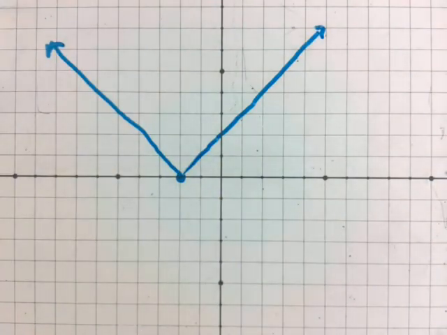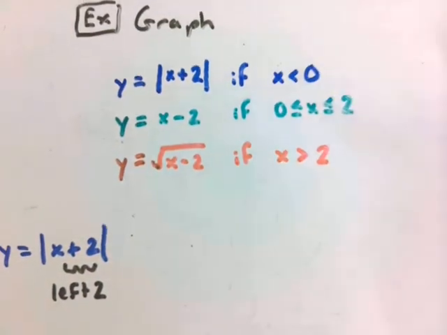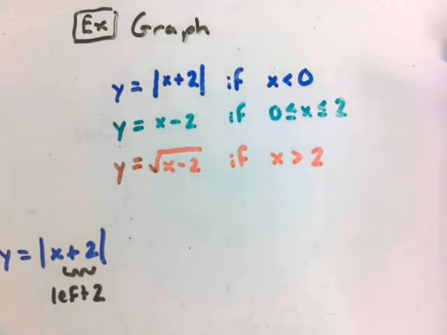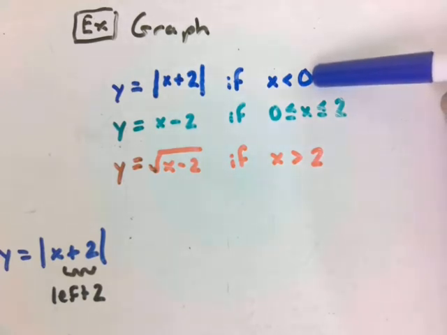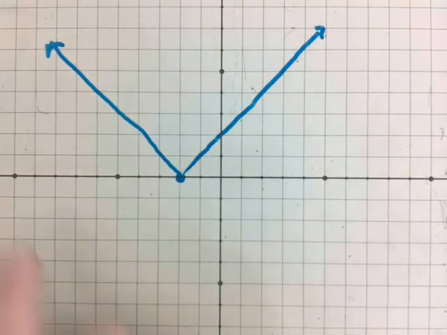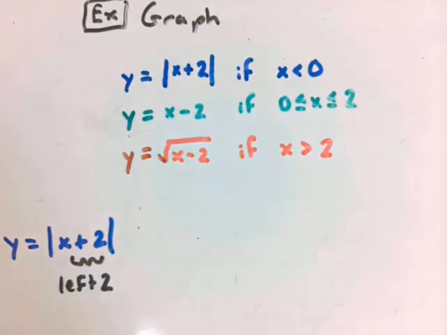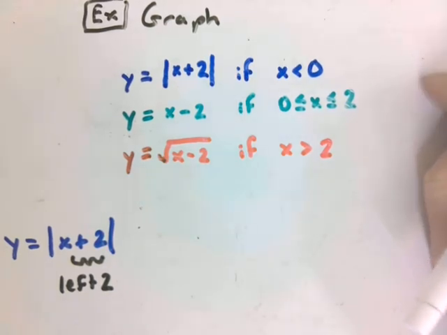But we don't want the entire graph. We only want values of x that are less than 0. So what does that do to our graph? Well, that means that we need to cut part of this graph off. Our inequality is x is less than 0. Let's talk about what x equals 0 looks like.